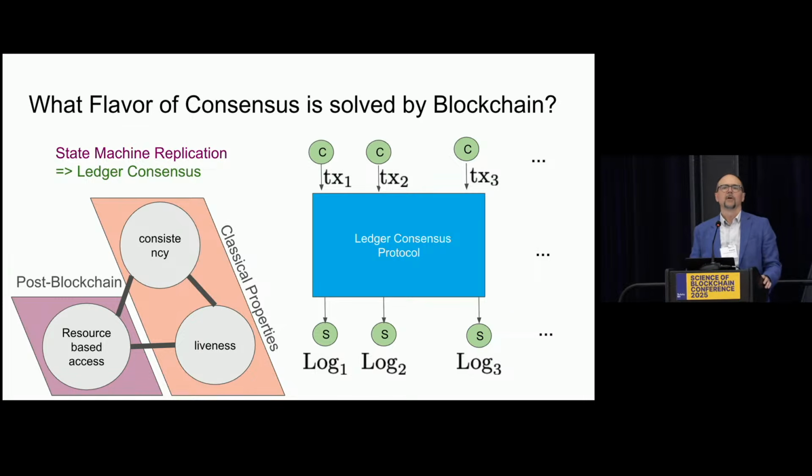Protocols for ledger consensus have servers maintain logs that serialize incoming transactions that are submitted by clients. Consistency and liveness are the two classical properties that all SMR protocols should satisfy. But we must also add a third property that we can call resource-based access, which is an intrinsically blockchain type of property. That's essential because in the blockchain setting, parties are unauthenticated. Hence, access to write to the log becomes problematic. Who gets to write to the log and how often?